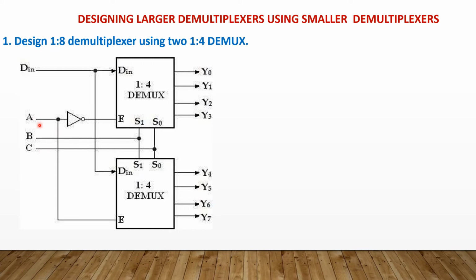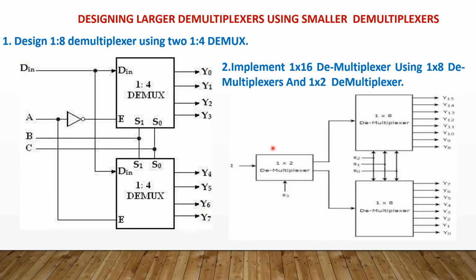And this A goes to the enable input of both. When A is equal to 0, the first one is enabled, and suppose A is equal to 1, then the first demultiplexer will be disabled. So based upon that, we'll be getting either this output or this output. So likewise, we can design any larger demultiplexer circuits using smaller demultiplexer circuits.